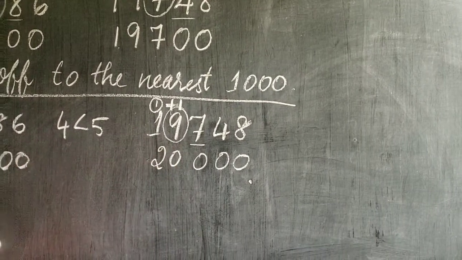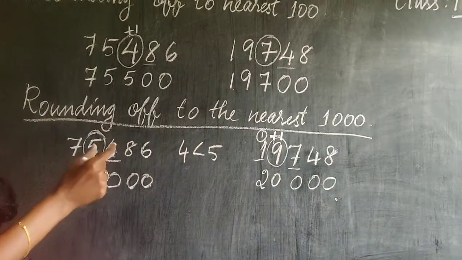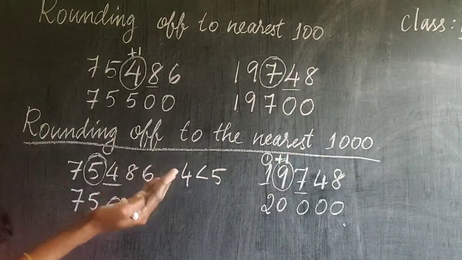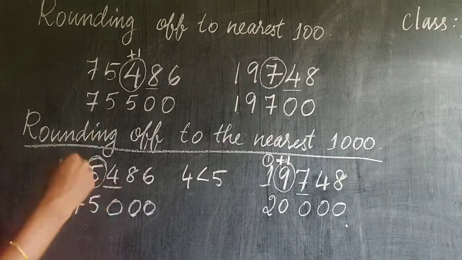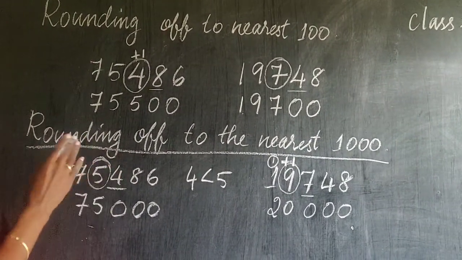So this is the way to do it. Remember, whether the number on the right side is 5 or more than 5, or less than 5: if it is 5 or more than 5, you will add 1 to the digit. Otherwise you will write it as it is.